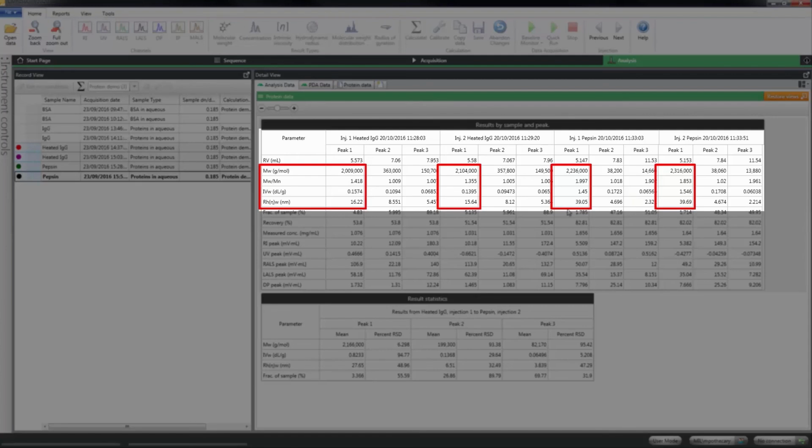And that feeds into a hydrodynamic radius of 40 nanometers, 39, 40 nanometers in size compared to the 16 nanometers of the IgG. So what this tells us is there are big differences in the structures of our aggregates between the pepsin and the IgG. The IgG is a much more compact globular structure, whereas the pepsin is a much more extended and open structure, possibly a fibrous aggregate, something like that.